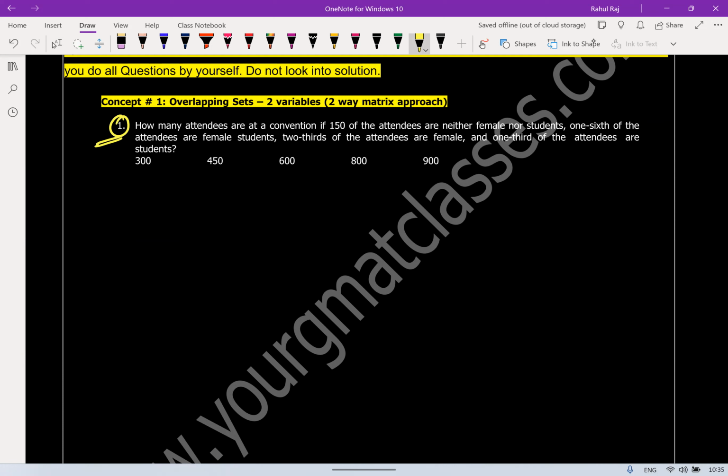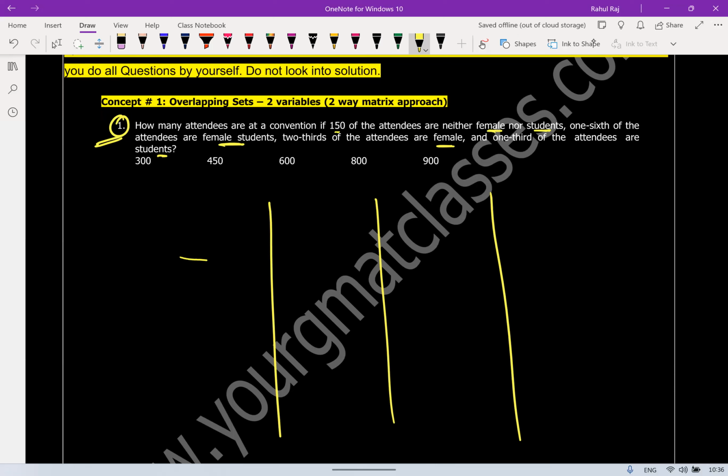So it says, how many attendees are at the convention if 150 of the attendees are neither female nor student. 1/6 of the attendees are female students, 2/3 of the attendees are female, 1/3 of the attendees are students. So there are 2 variables, that is female and student. So you need to draw 3 columns and 3 rows.